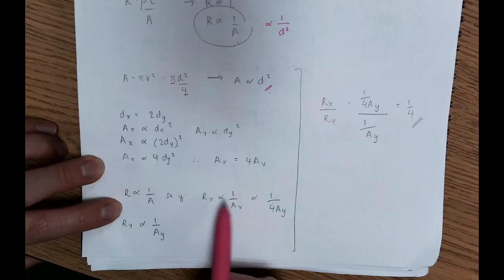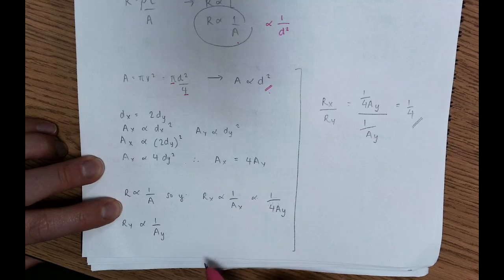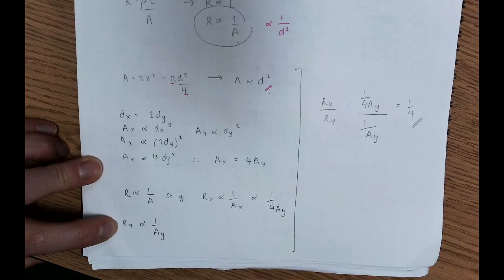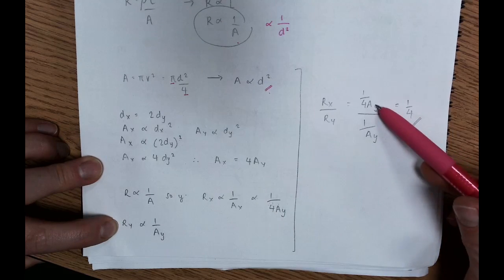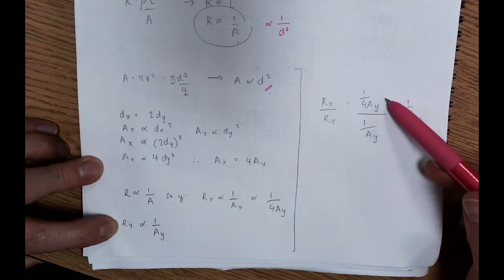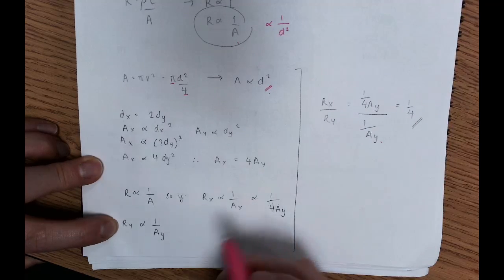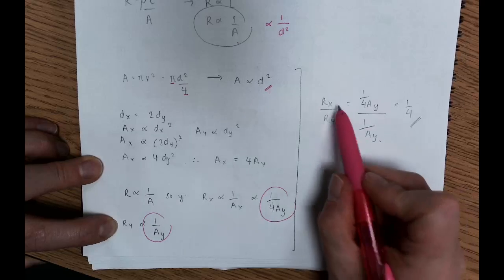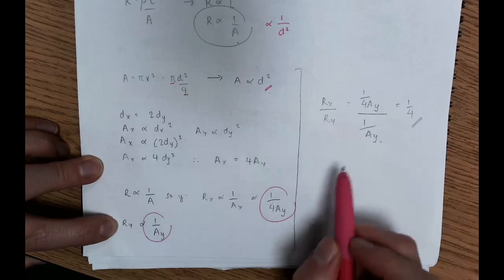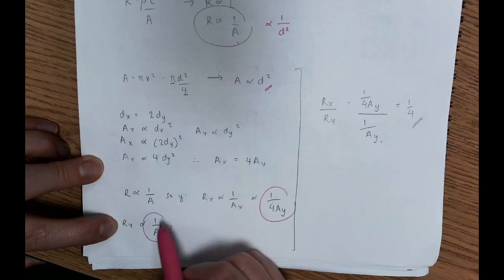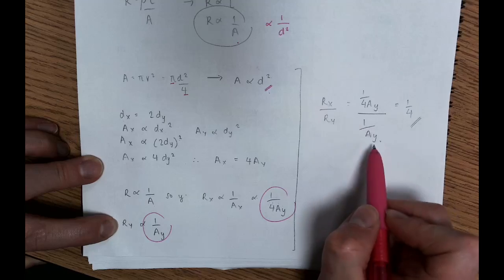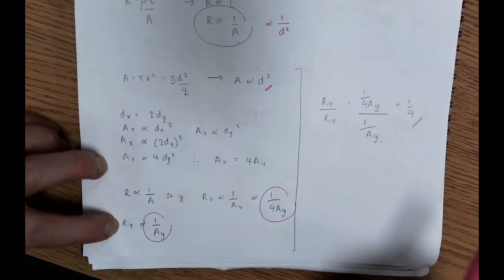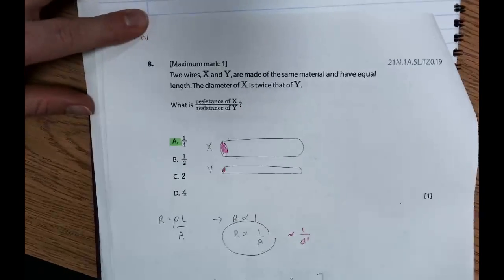Okay, so that gets me down here. I've said that Rx is proportional to 1 over AX, where AX is equal to 4AY. Ry is proportional to 1 over AY. So if I look at the ratio of Rx to Ry, I'm just replacing, because it's all proportionality statements: Rx was 1 over 4AY, Ry was 1 over AY, the AY's cancel, and I'm left with 1/4, getting me answer A.